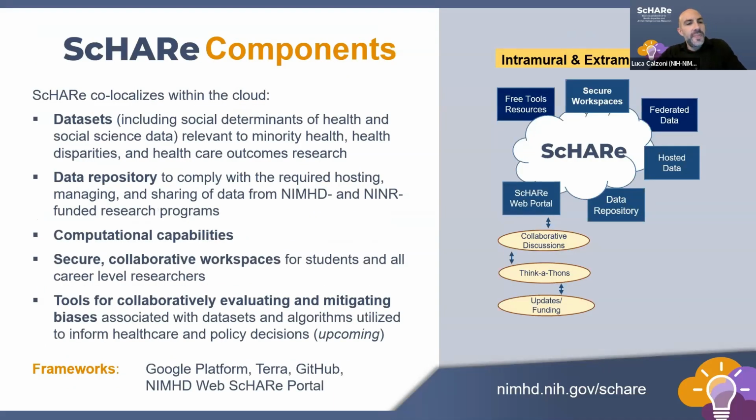So this slide gives you an overview of the components of ScHARe that ScHARe colocalizes within the cloud. So we have datasets, as I said, including social determinants of health and social science data. We have a data repository that allows us to comply with the required hosting, managing, and sharing of data from NIH-funded research programs. And then ScHARe offers computational capabilities and also secure collaborative workspaces for researchers and students. And also we're going to have tools for collaboratively evaluating and mitigating biases. That's going to come in the second phase.